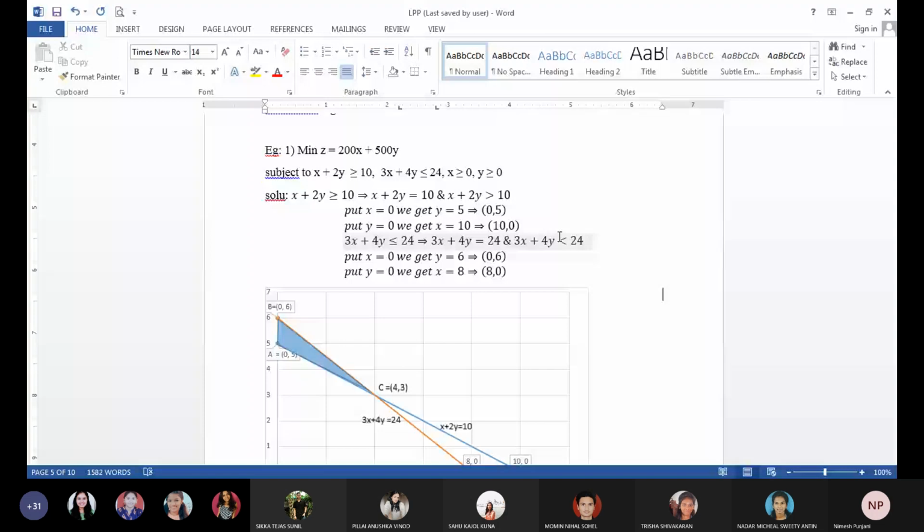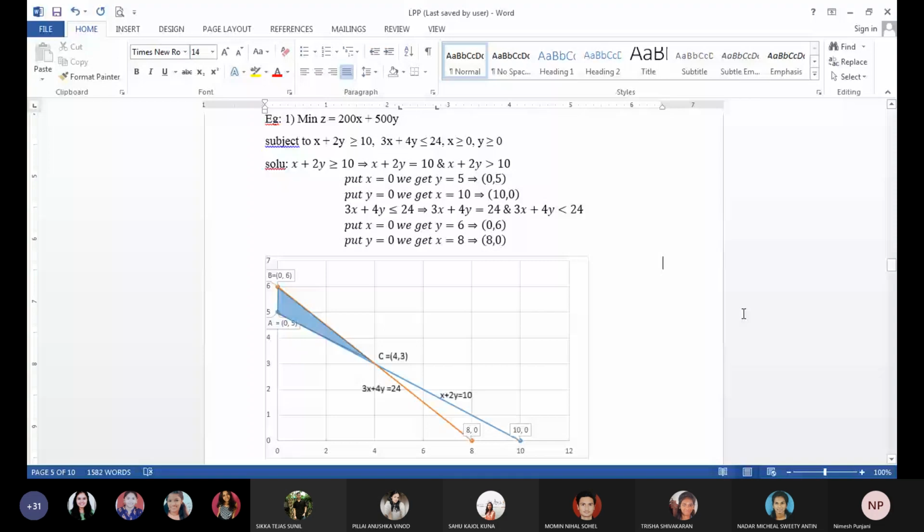Now see, if we plot the points, the orange line is 3x plus 4y equals to 24. The blue line is x plus 2y equals to 10.